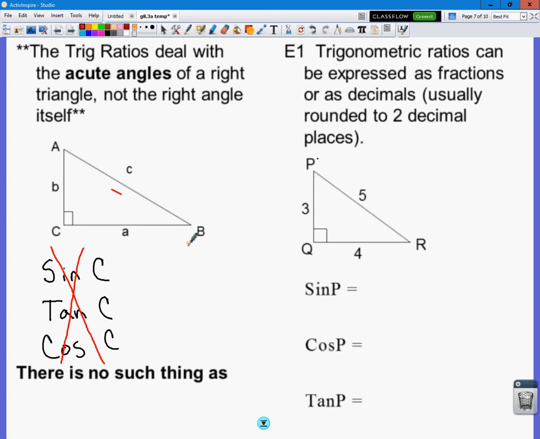Now, trig ratios can be represented as a fraction, and usually if they're going to do it as a decimal, they round to 2 decimal places, or we would say round to the hundredths.